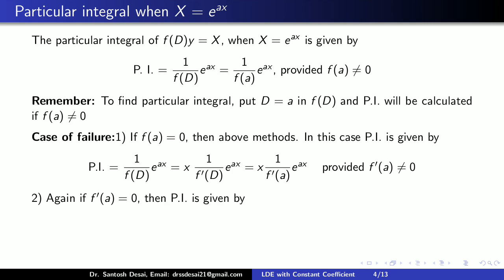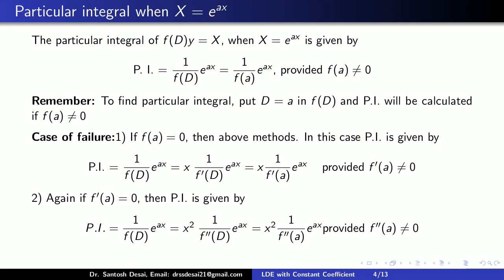So PI is equal to 1 upon f of D e raised to ax. Now we have the term x into 1 upon f dash D e raised to ax. For this term we apply the method. First we have to write one independent variable, and there is already one independent variable, so we get x square, and take the derivative of the denominator f dash D. So the derivative of f dash D is f double dash of D, giving 1 upon f double dash of D into e raised to ax, and again put D is equal to a. So we get f double dash of a. If f double dash of a is not equal to 0, then this is the answer. Otherwise you have to continue till we get a non-zero denominator.